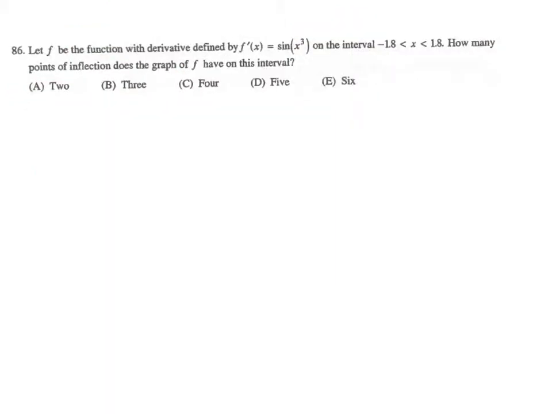All right, so this one, we were given that f prime of some function f is equal to the sine of x cubed on the interval from negative 1.8 to 1.8. How many points of inflection does f have? Well, if you're given f prime, and we want to think about points of inflection, we want to think about f double prime. And f double prime is going to equal 3x squared times the cosine of x cubed.